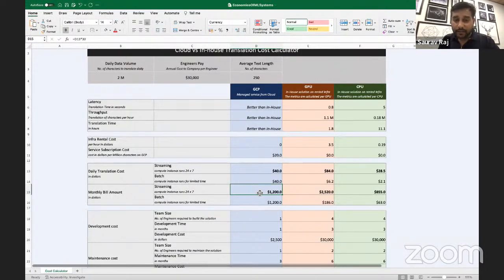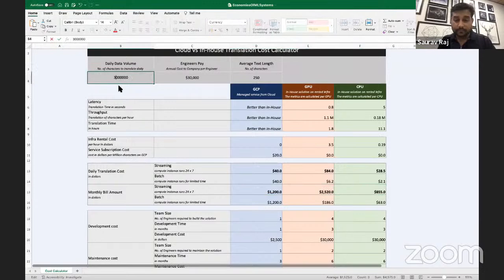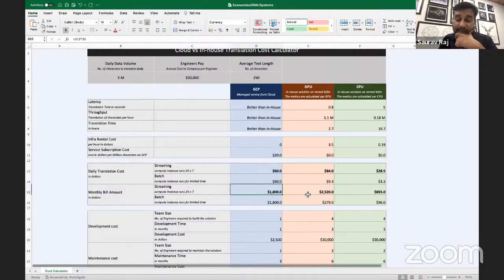So now you can get a sense that the more the data volume, the more the cost, and the difference here would keep minimizing. If I further increase the data volume, now from $1,200 it increases to $1,800. Our in-house cost on GPU is still the same, and the difference is further minimized. It's low.